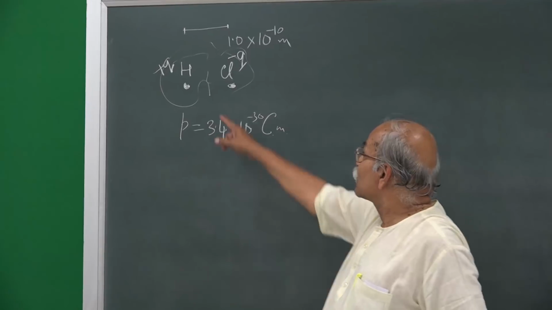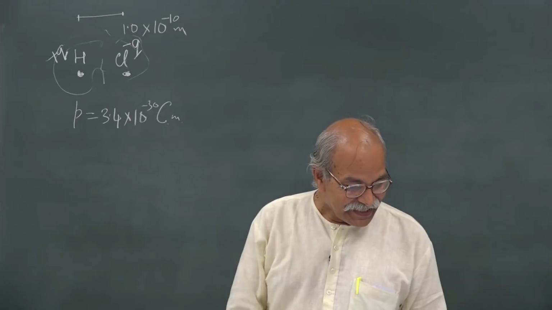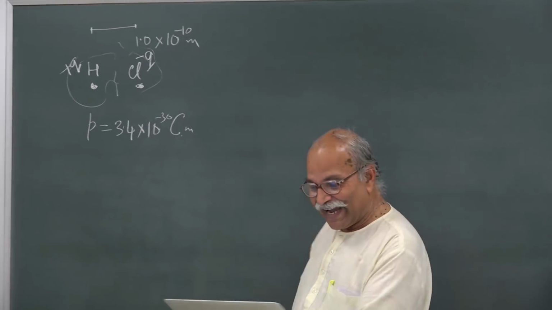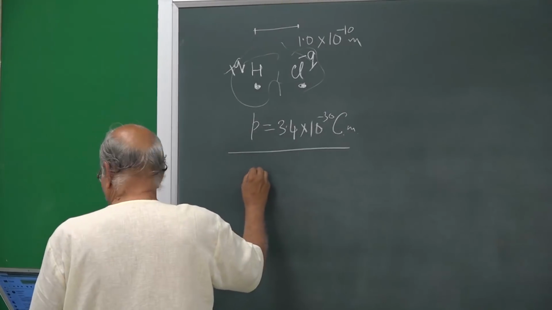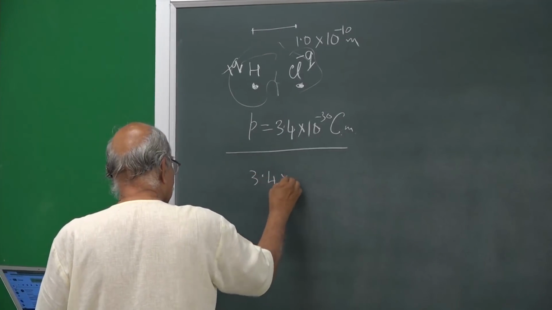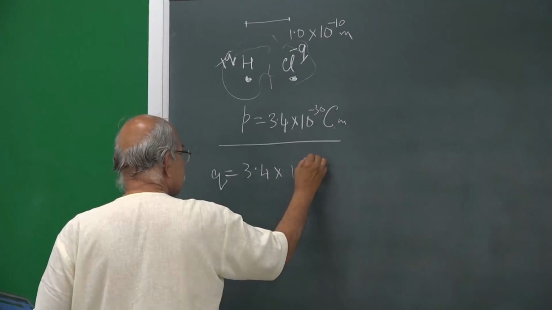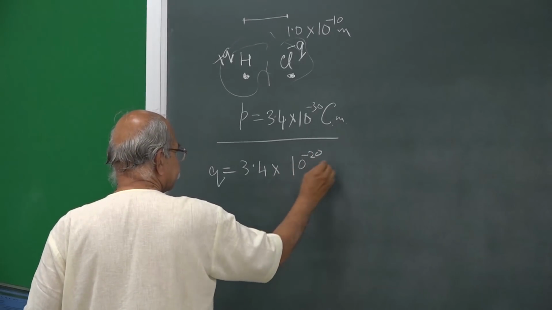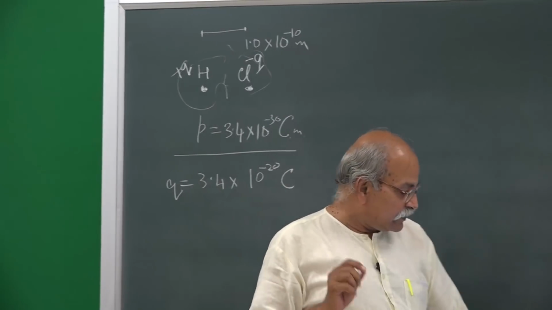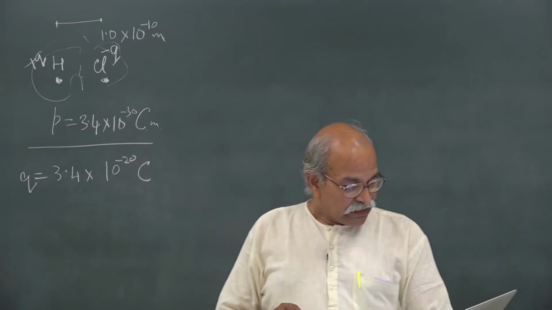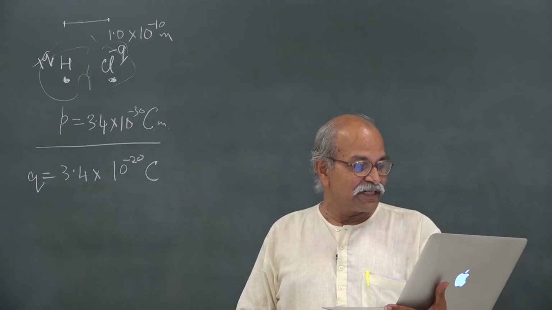You have to find this plus q and minus q, but that is not the question, because the answer is also given here: 3.4 into 10 to the power minus 30 equals q times 1.0 into 10 to the power minus 10, so q equals 3.4 into 10 to the power minus 20 coulombs. And the question comes now. This is less than the charge of a proton, so how can such a charge appear on the atom?